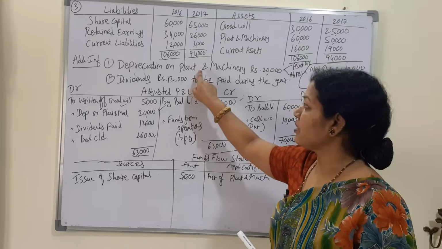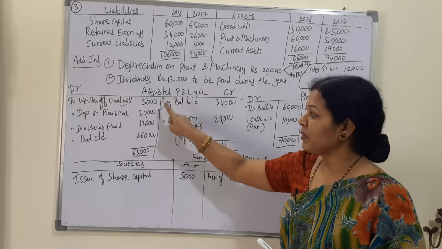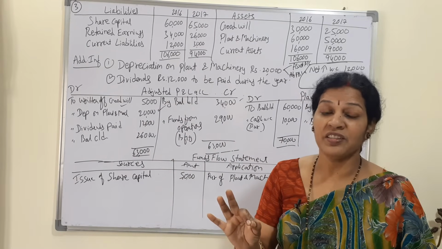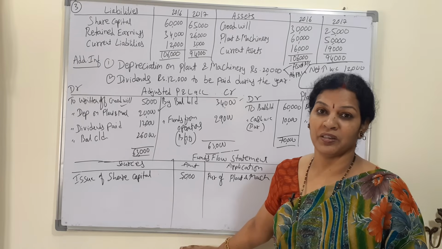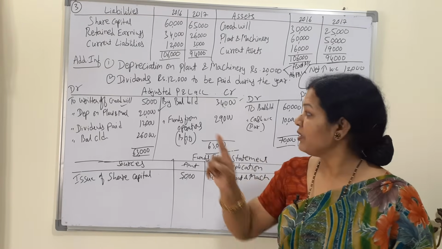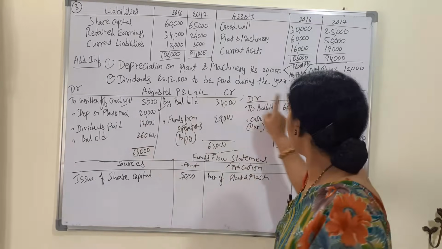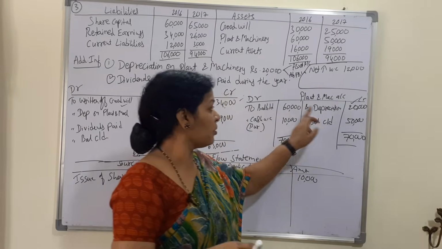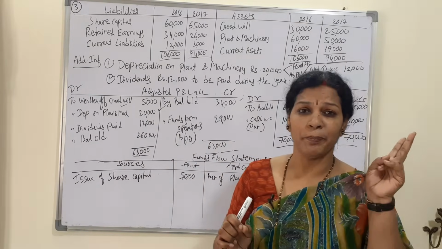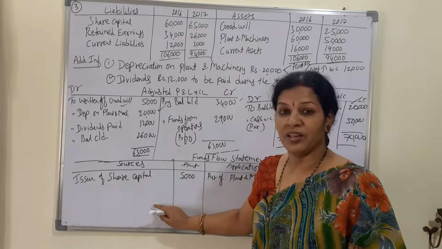Adjustments here, depreciation is given. Depreciation comes twice. One time in the adjusted P&L account debit side, another time in the asset account. It's over. It doesn't come once again in the fund flow statement. Remember, depreciation comes only two times, one time in the adjusted profit and loss account debit side, second time in the asset account credit side. Third time it doesn't come. Any adjustment, its impact will be only twice, not thrice. So depreciation will not touch the fund flow statement.